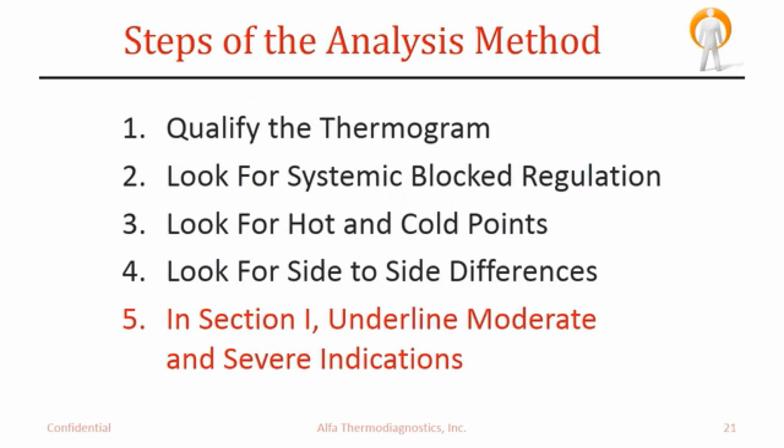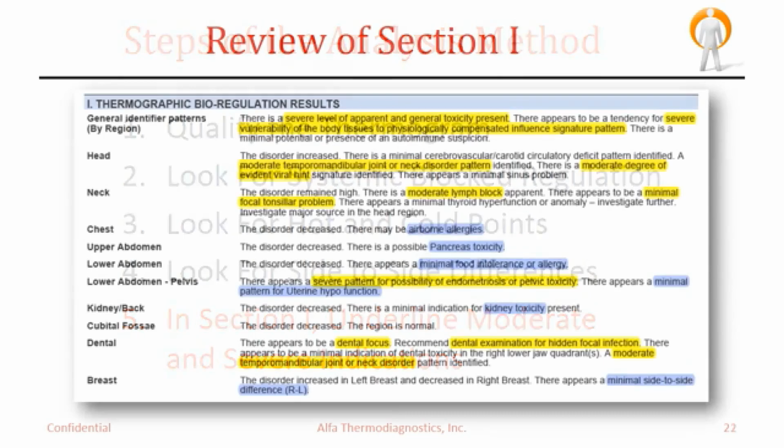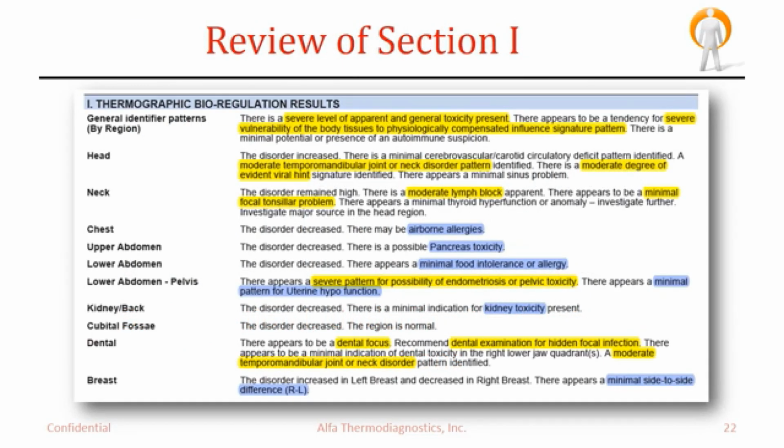So now we're going to go to the first page, because now we have a very good indication for where we're going to want to unblock her. And we want to underline the severes and the moderates here. So I'm going to just outline this for you. Here we have a severe general toxicity.